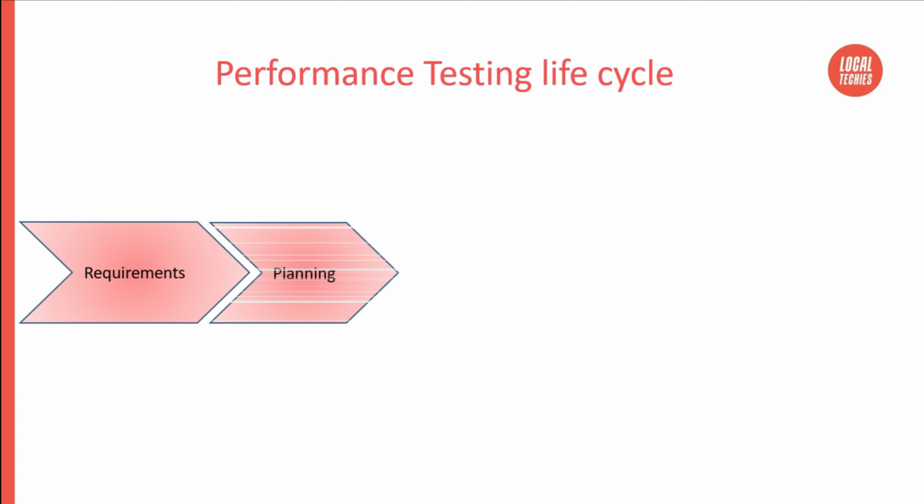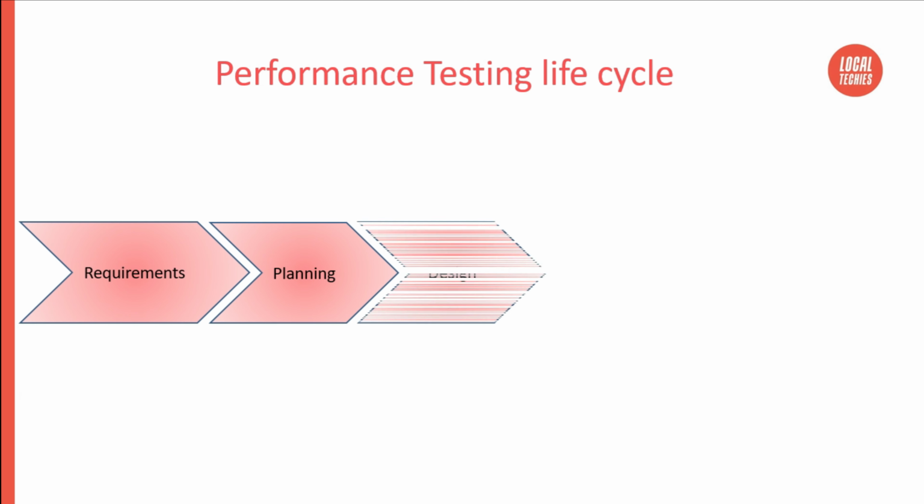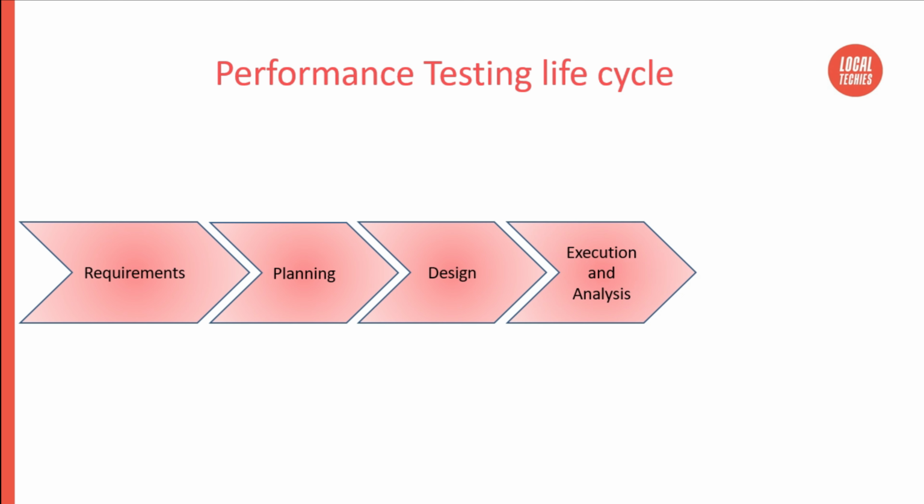The phases in the performance testing life cycle are: 1. Requirements phase. Next comes the planning phase, the design phase, execution and analysis phase, and finally the performance tuning phase. Let's see each of them in detail.